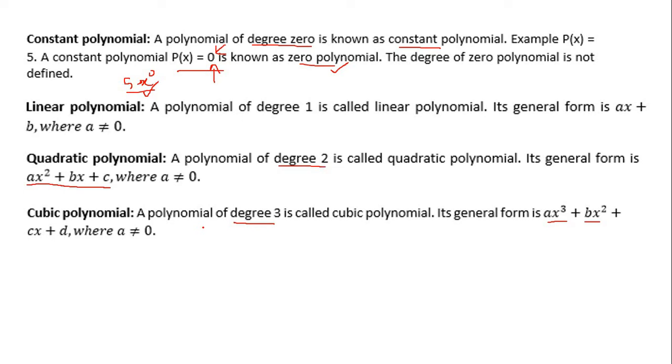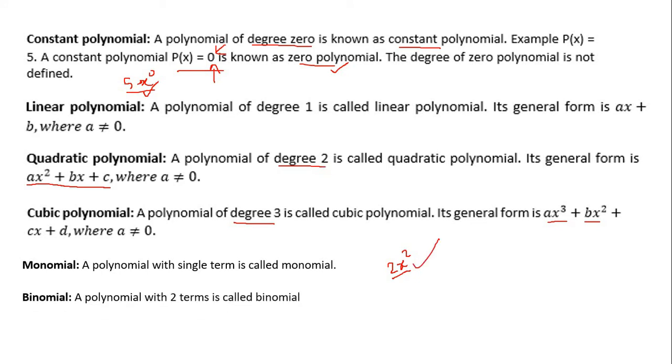Now one more way I would like to explain, according to the number of terms. First I am discussing the monomial. What is a monomial? You must have learned about it. A polynomial with a single term is called a monomial. Suppose I have written 2x square; it is a single term in this polynomial, so it is called a monomial.